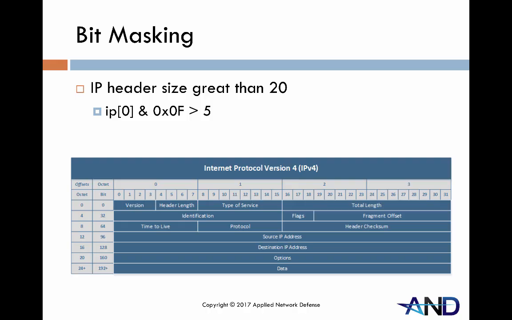We're multiplying that value times 4, and that gives us 20 bytes. So anything greater than 5 means we have greater than 20 bytes in this packet, and that's in this case of interest to us because we're looking for specific size IP headers. So bit masking, again, very, very effective.